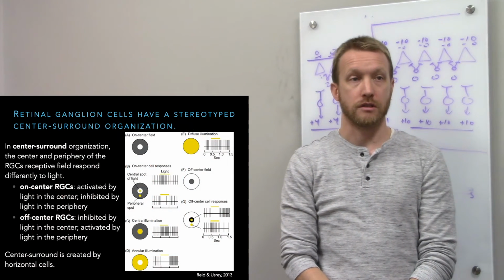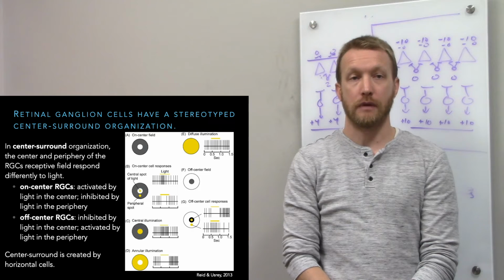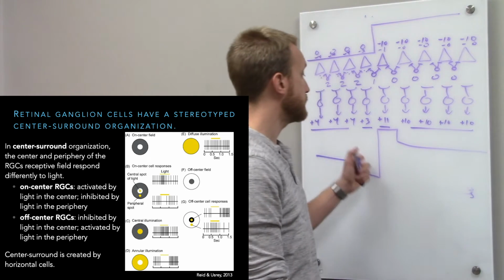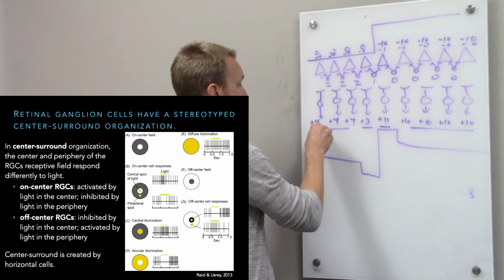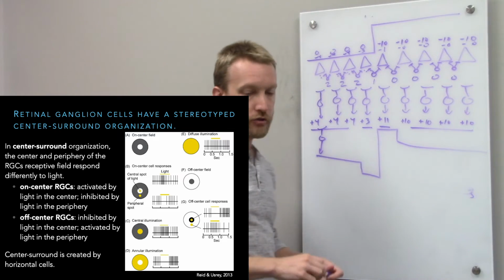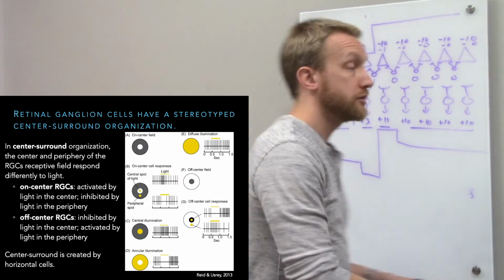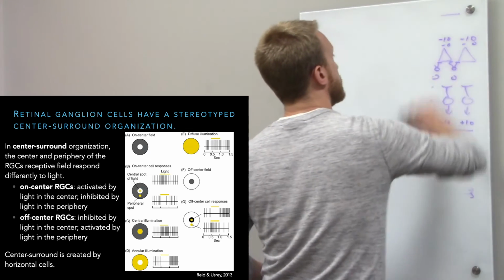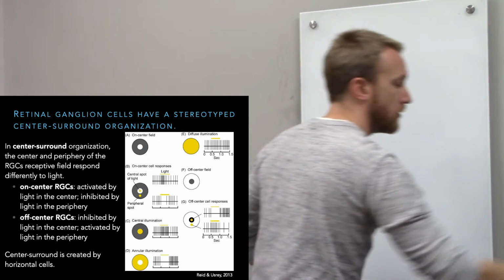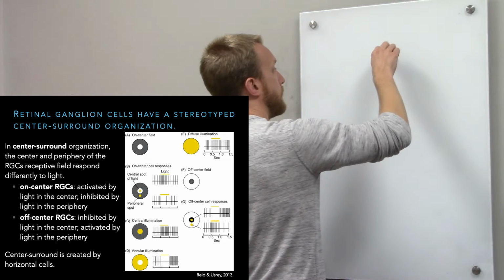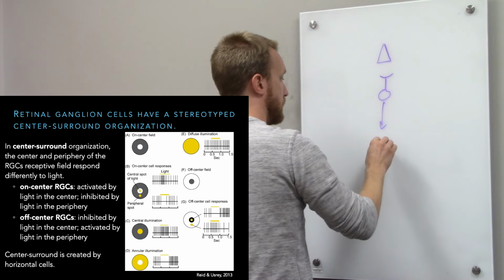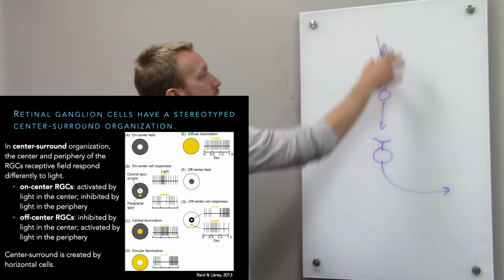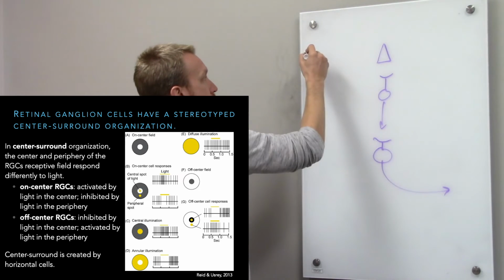The other thing that horizontal cells do is create center-surround organization in our retinal ganglion cells. So the last little bit here, that's what this is going to feed onto. Rather than draw that out, let's go through our center-surround. Why do we have center-surround organization? Well, let's go back to our little circuit here. Cone, bipolar cell, retinal ganglion cell.